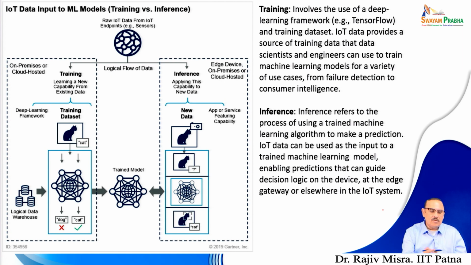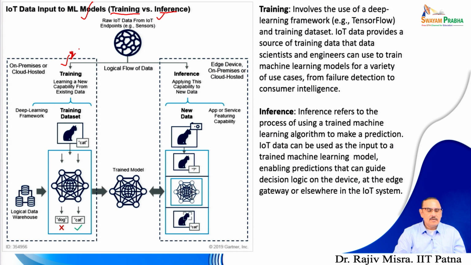Now, let us see the IoT data input to the machine learning model, that is, whatever we have seen about the training and inferencing, that is the machine learning pipeline. We see how it is going to affect IoT applications. Now, you see that the raw IoT data from IoT sensors, that is called IoT endpoints, is being generated, and now this particular IoT data is given for training.